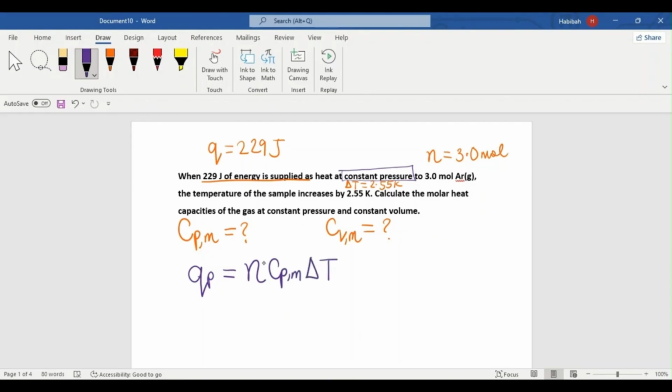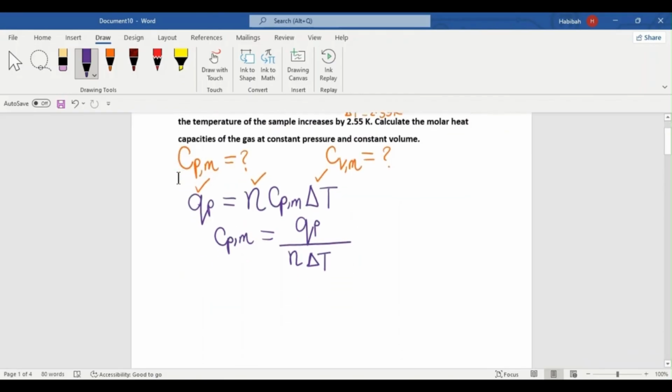So this is basically it. Now we have the heat at constant pressure, the number of moles, and the change in temperature. So we can rewrite the formula in terms of CPM, the molar heat capacity at constant pressure, which equals QP, the heat at constant pressure, divided by the number of moles times the change in temperature. So this is basically what we're now going to use to solve it.